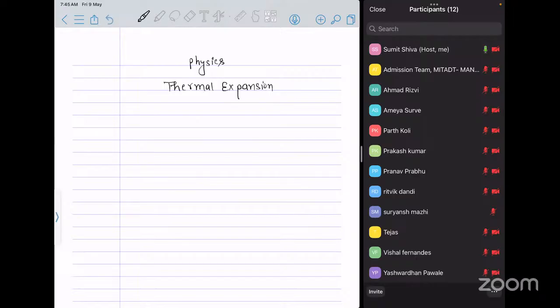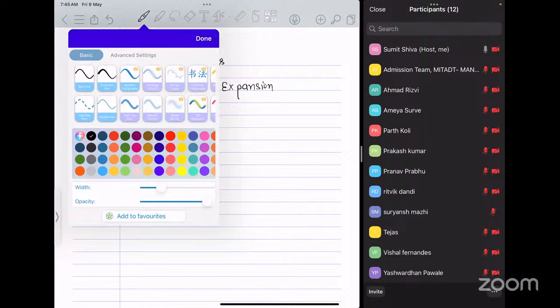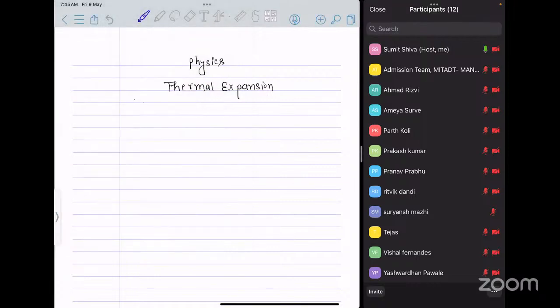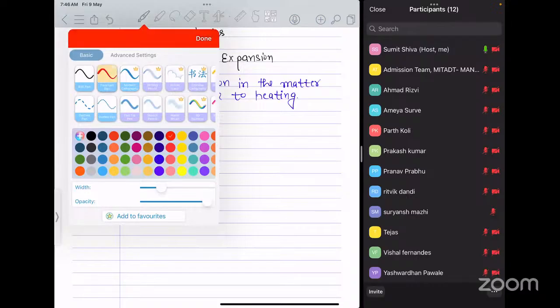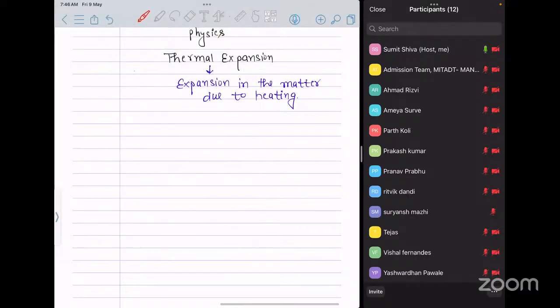So thermal expansion is the expansion in the matter due to heating. And during expansion, there are certain features of the matter which are not going to change, and there are certain properties which will change.